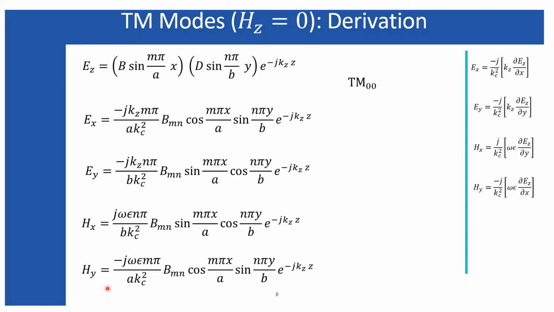Now from these 5 fields, we can easily find what is the fundamental mode for the TM mode. So let's assume that it is TM00. If you consider TM00, you can see that for m equals 0 and n equals 0, all these fields vanish. Therefore, TM00 cannot be a fundamental mode.